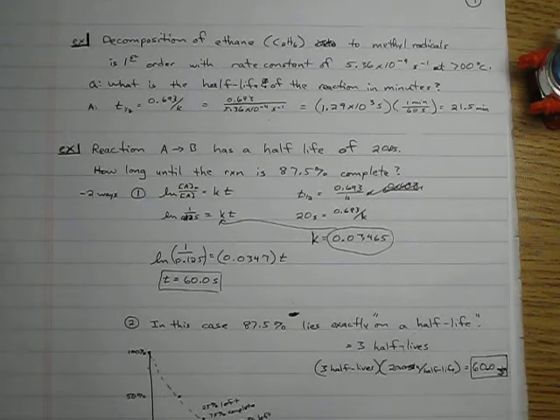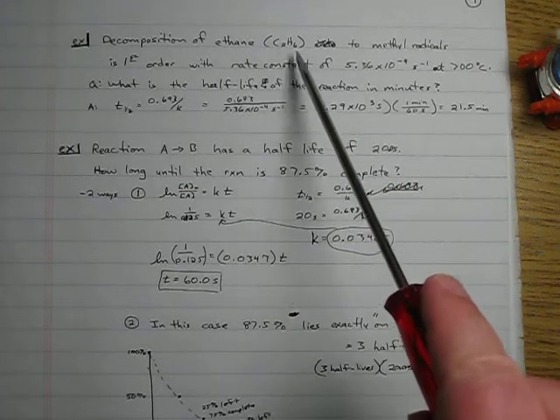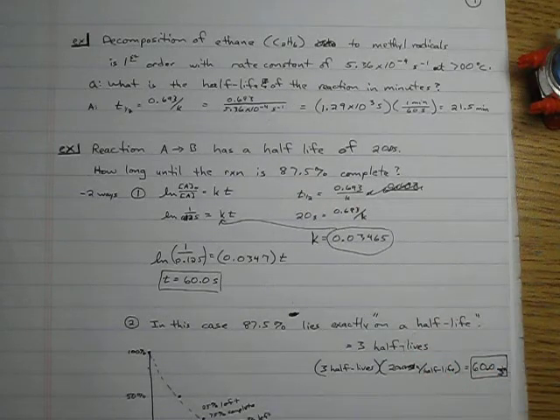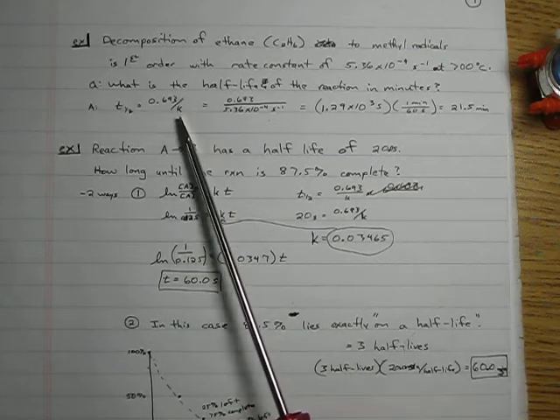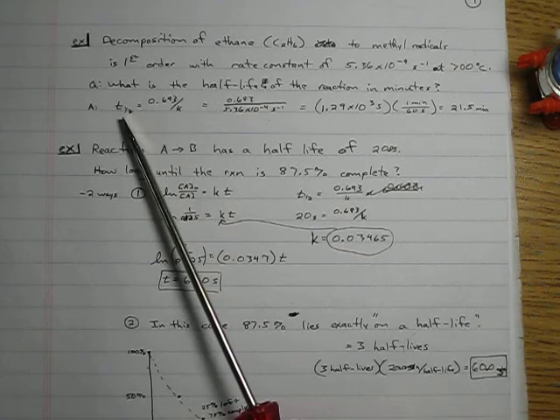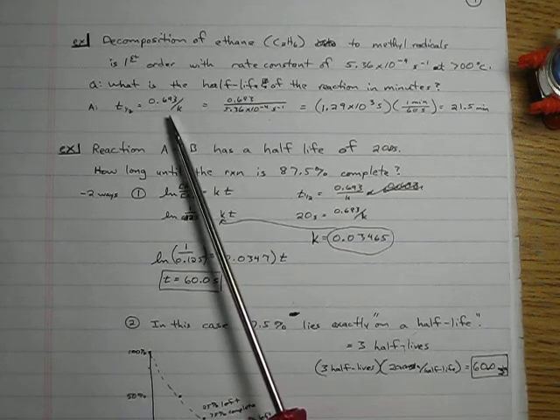So let's look at the decomposition of ethane, C2H6, into methyl radicals. This is a first-order reaction with a rate constant of 5.36 times 10 to the negative fourth seconds to the minus 1 at 700 degrees Celsius. Question, what is the half-life of this reaction in minutes? Well, the half-life equation is very simple. First order, there's only one variable, the rate constant. So t 1/2 is 0.693 divided by that rate constant.